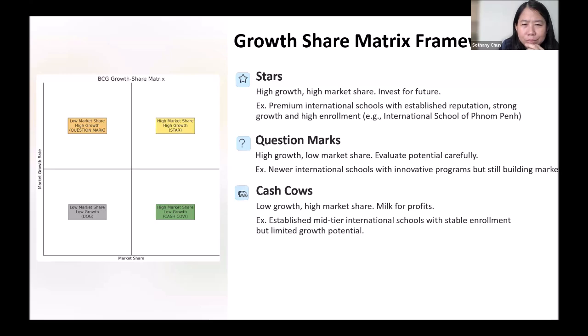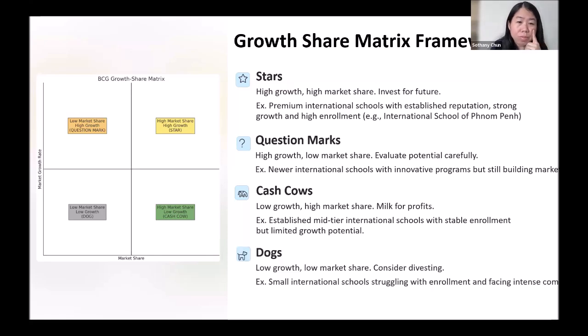A cash cow. So for a cash cow, market share is already high, but the market growth rate is low. However, because they are now in a big market share, they are in a big position. For the dog one, the most negative one, it is small market share and the market growth rate is also very low.